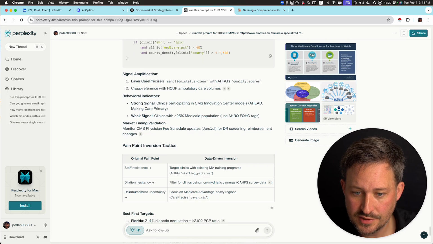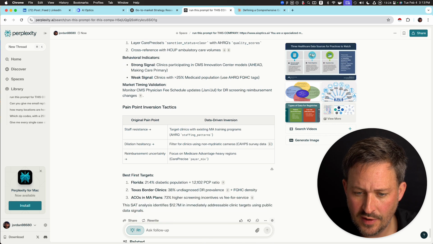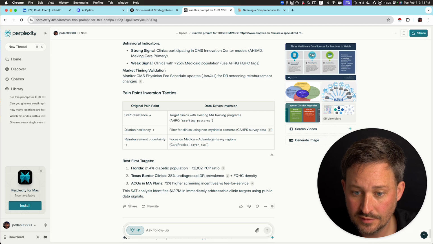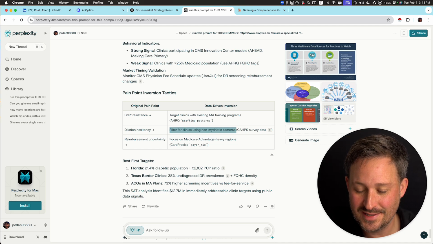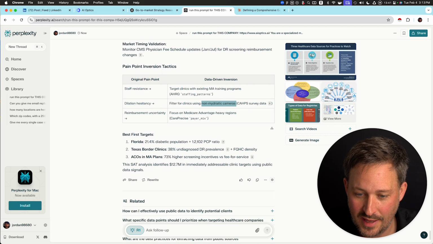CMS Innovation Center modules. Wow. This is very interesting. Target clinics with existing MA training programs. Very interesting. Filter for clinics using... wow. Wow, okay, I guess we can tell this. This is so crazy. Who knew that this is a data source that you could find people using other cameras?